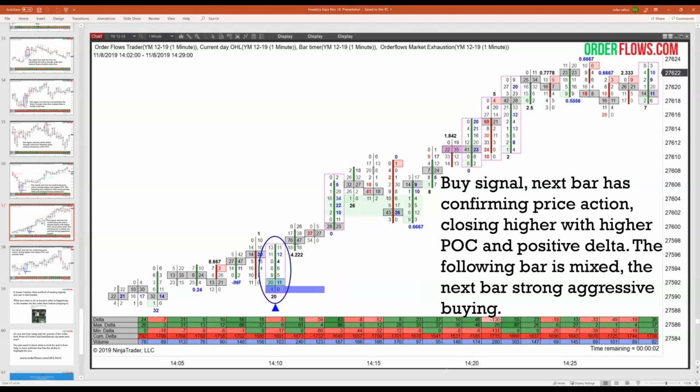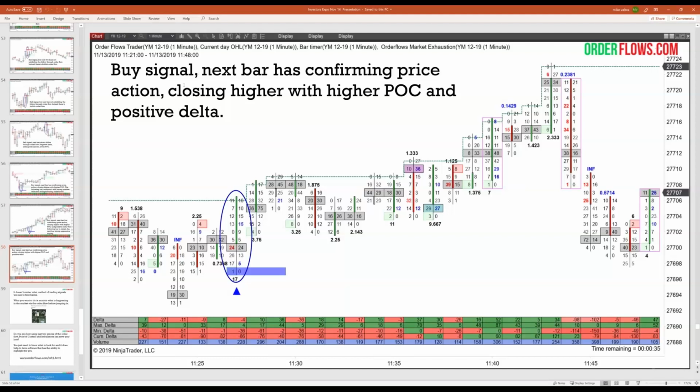Everything is there in the order flow in the next bar to tell you, yeah, you have the follow through order flow coming into the market. Okay, last one here, buy signal. Next bar has confirming price action. It closes higher.